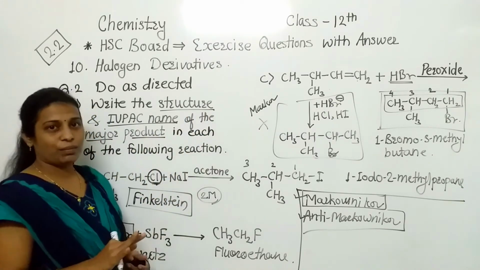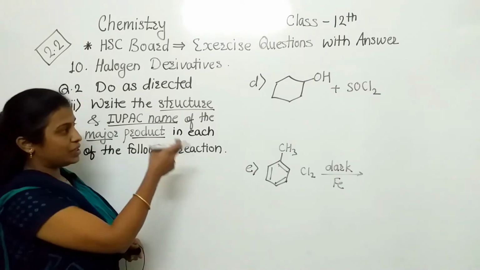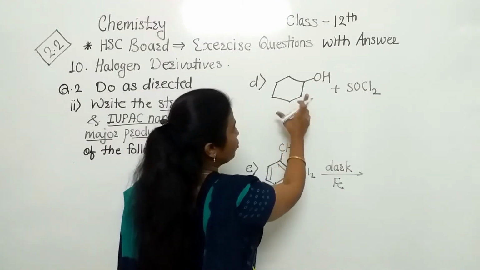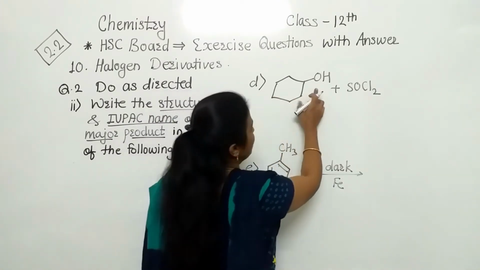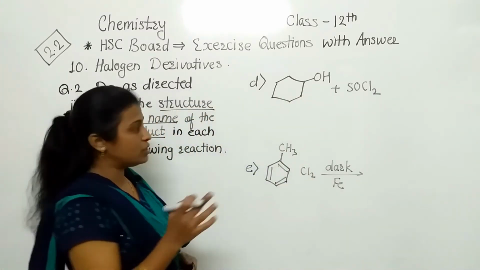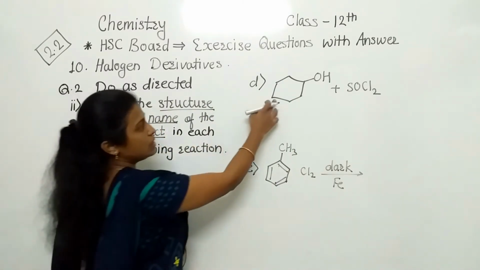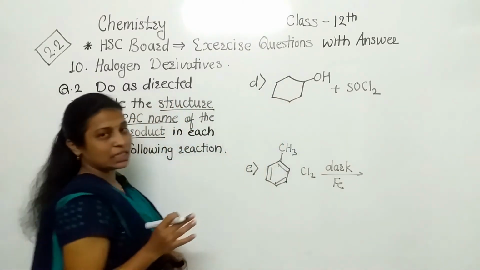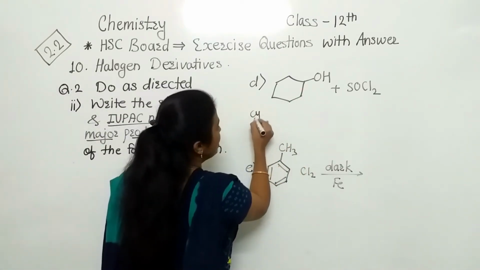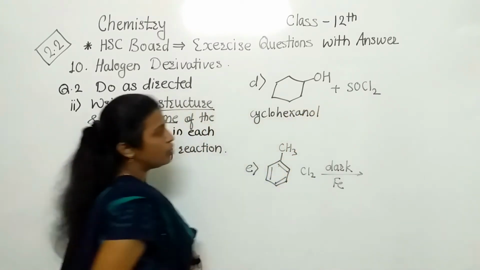So 3 are completed. Now we'll discuss the remaining 2 reactions. First one, the fourth one. Here they have given cyclohexanol. Previously we discussed that when a 6-membered ring is there without alternate double bonds, it is cyclohexane. To that, OH is attached, so it is cyclohexanol. This is the structure of cyclohexanol.